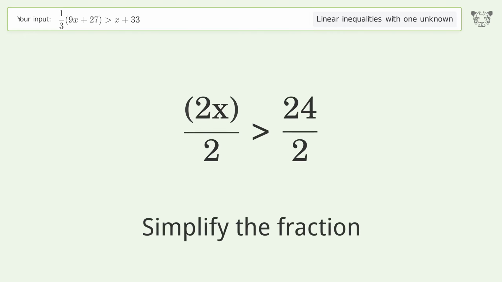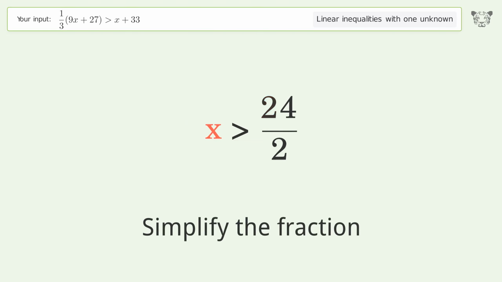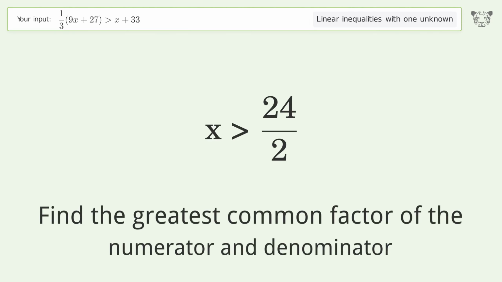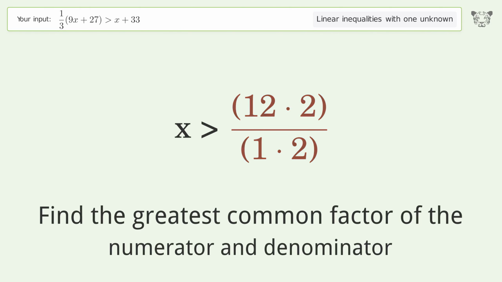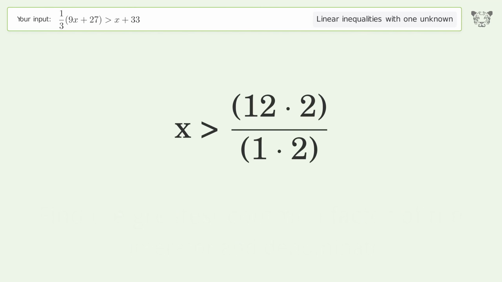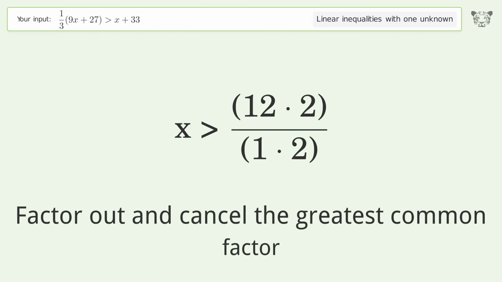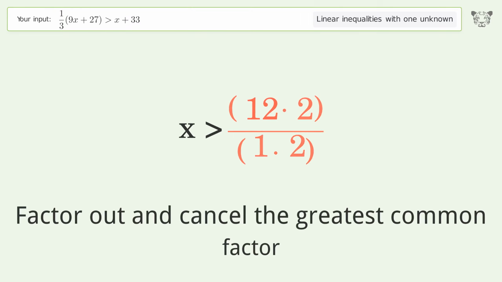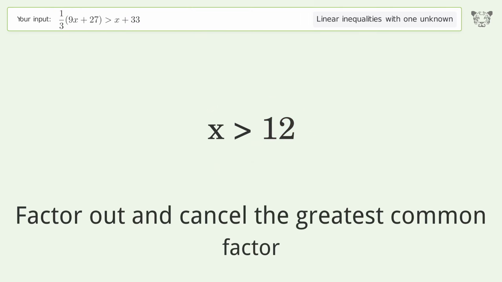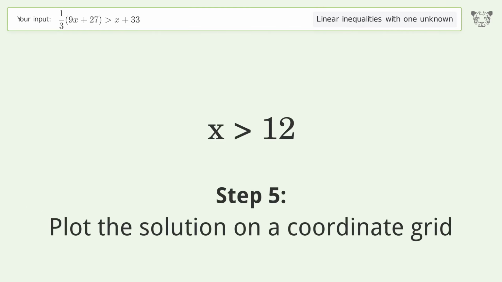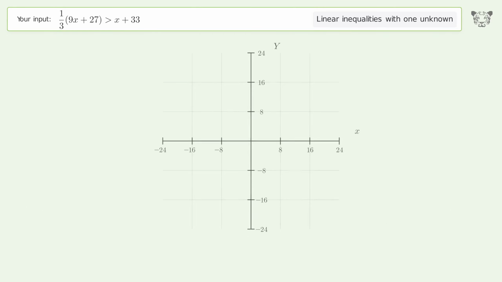Simplify the fraction. Find the greatest common factor of the numerator and denominator. Factor out and cancel the greatest common factor. Plot the solution on a coordinate grid. And so the final result is x greater than 12.